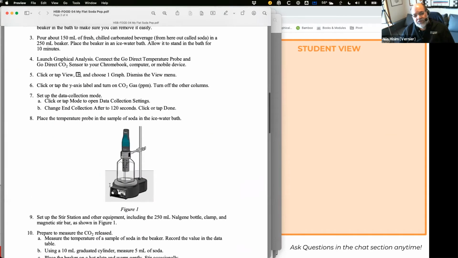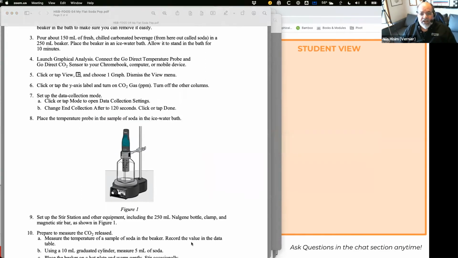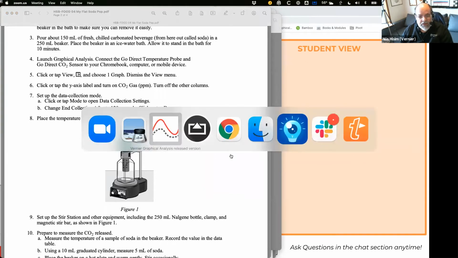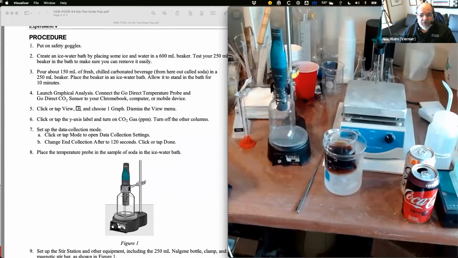And this is a sensor that we don't typically use a lot in chemistry, but if your school has carbon dioxide sensors, you can do this with either type, the Go Direct one or the plugged in one. This experiment would work perfectly well with the older style carbon dioxide sensor. So here's my lab setup. I've got 150 milliliters of chilled soda sitting here in the beaker in the ice water bath.